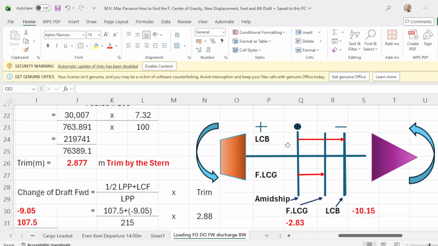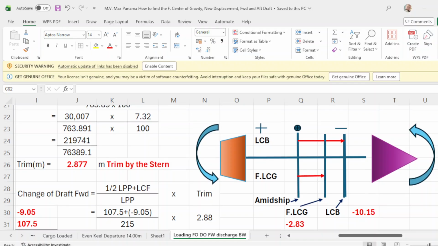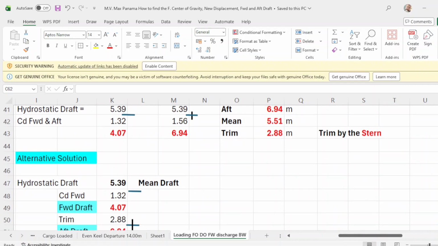So from midship, your LCB is negative 10.15. So it's around here. This is your vertical LCB, and your final LCG is negative 2.83, which is the vertical line here. So LCG is behind LCB. Okay. More weight here, it goes down, and the buoyancy of the water going up, that's why you are trimmed by the stern. So that is a very good explanation, guys.